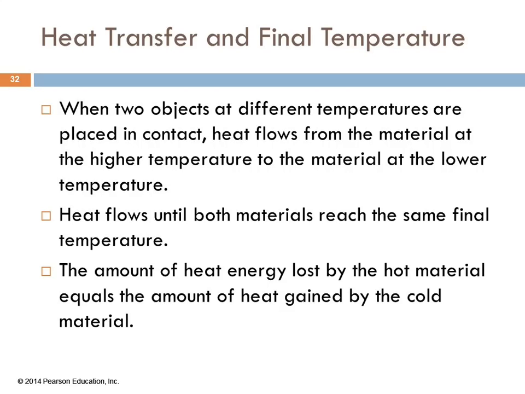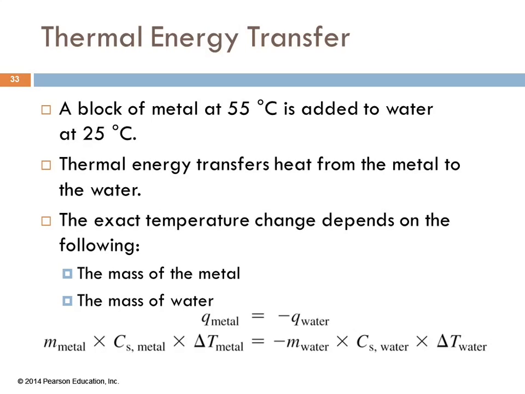So when you have two objects at different temperatures and you place them in contact with each other, we get heat flowing from the high temperature material to the low temperature, and it's going to keep going until they get to the same temperature. The amount of heat lost by the initially warm object is going to equal the amount of heat gained by the initially cold material. And this is the basis for a lab technique called calorimetry, which is what we're going to do today in lab. So if we think about a block of metal at 55 degrees Celsius added to water at 25 degrees Celsius, I'm going to draw you pictures.